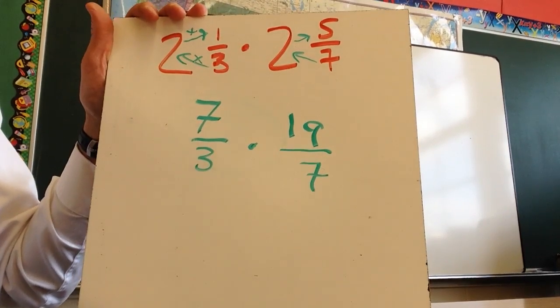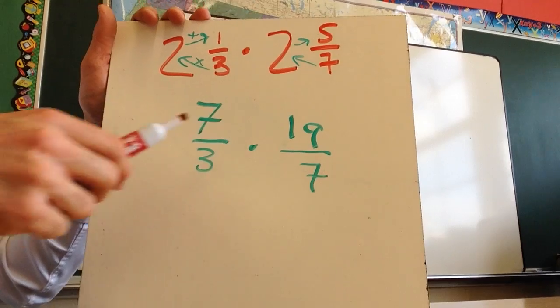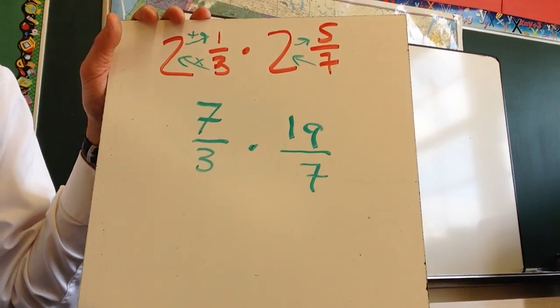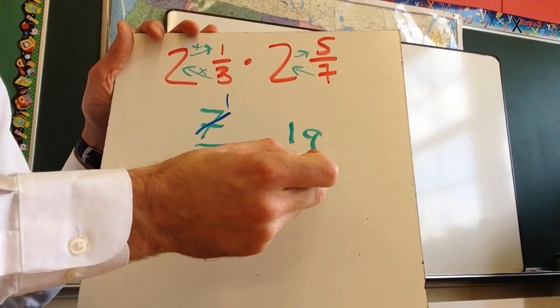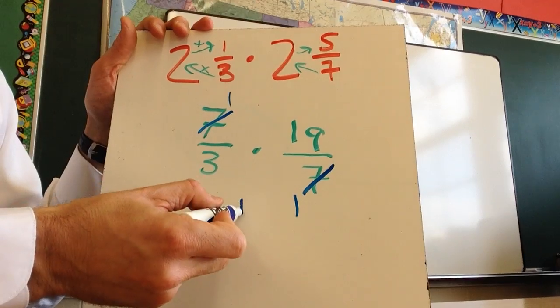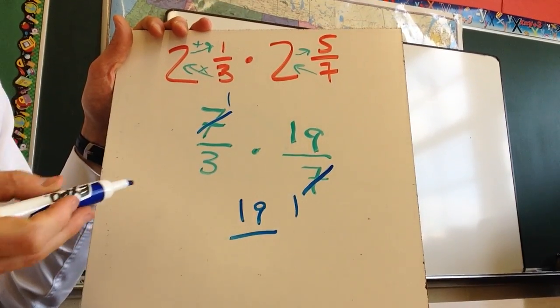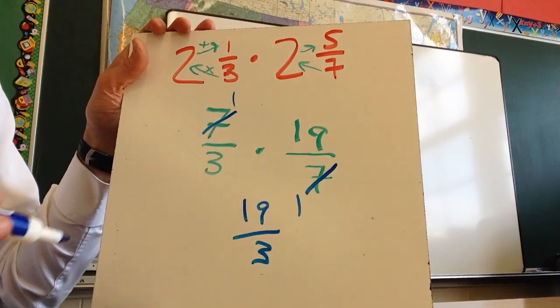Now, if you don't know the trick we're talking about, where you cancel out, you would multiply across, but what I'm going to tell you is you don't need a calculator on this problem. And most of you, if you were doing it the other way, would probably like one. What you can do is take 7 divided by 7 is 1. 7 divided by 7 is 1. 19 times 1 is 19. 3 times 1 is 3, and I've got 19/3.